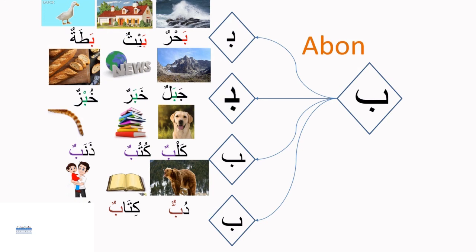I hope you understood how the letter ba can look in every shape depending on its position in the word. So thank you so much for now, and we'll see you in the next lesson.